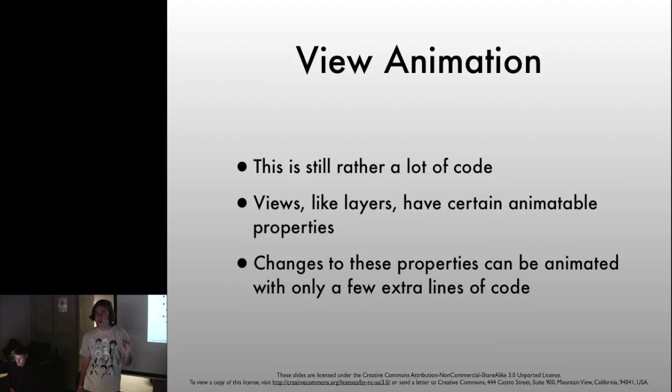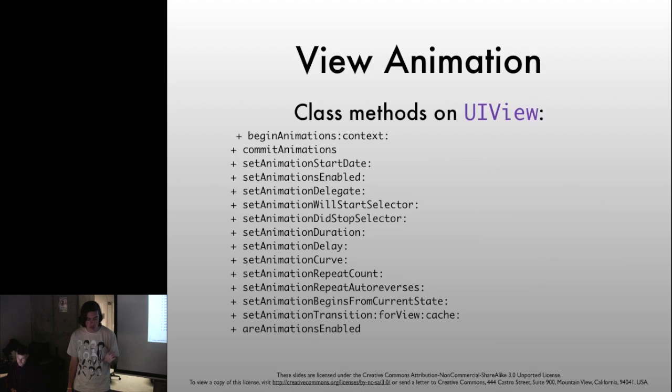If you don't really need the fine-grained control of doing everything at the layer level, which often you don't, most of the time you can do all the animation you want by just manipulating views. Views, like layers, also have certain properties that can be animated, and with just a few extra lines of code, we can make those properties animated. This is actually slightly outdated. I'll talk in a bit about the newer way to do this.